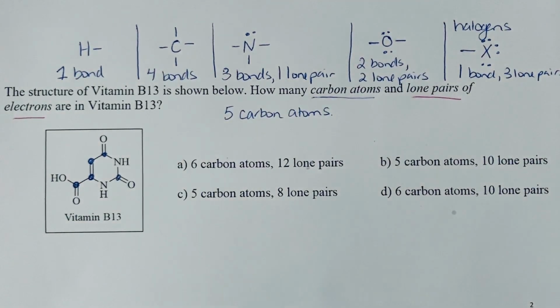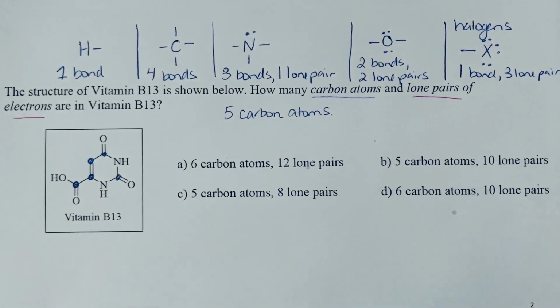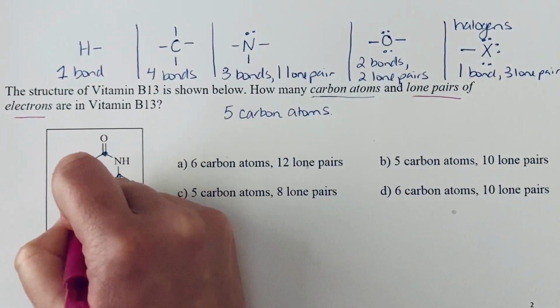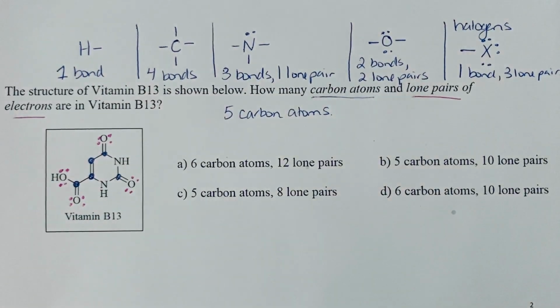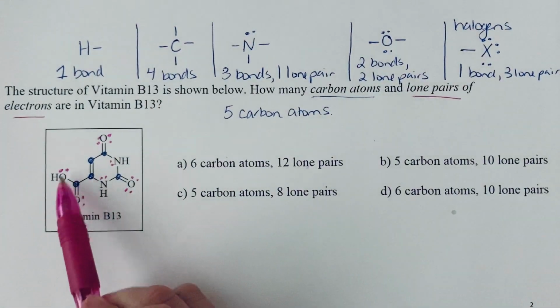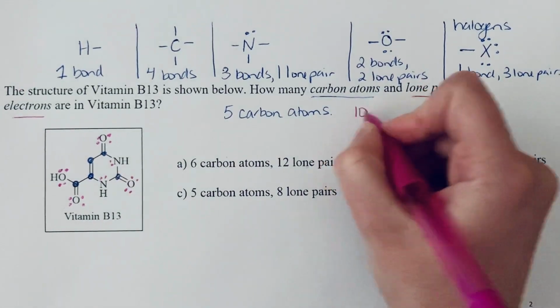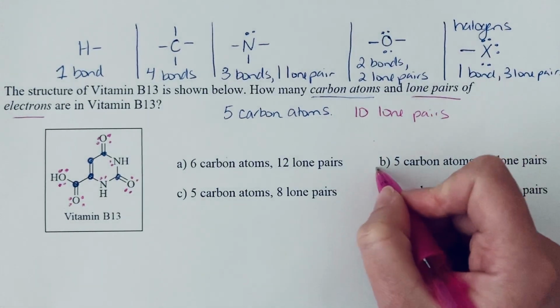With this information, we can go ahead and fill in the lone pairs on oxygen and nitrogen in the structure. We don't have any charges, so we know that they're neutral. Our oxygens will typically have 2 lone pairs. And so we filled all of those in, and our nitrogens will have 1 lone pair each. Then we just need to add those up. So we have 1, 2, 3, 4, 5, 6, 7, 8, 9, 10. So we have 10 lone pairs. And so the correct answer here is B.